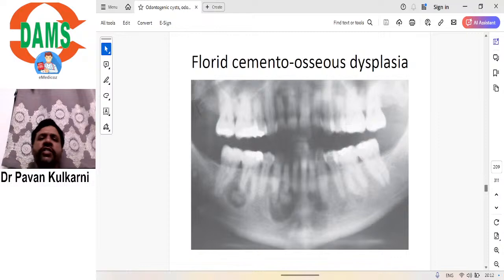The third type of cementoosseous dysplasia is florid. What do you mean by florid? Florid is something which is widely spread. This is a type of cementoosseous dysplasia which is multi-quadrant. It doesn't affect one particular region of the jaw. It affects multiple sites. In this case, you can see the fourth quadrant involved, the third quadrant is involved, even the center of the mandible is involved. All these are the areas which are involved in case of florid cementoosseous dysplasia.